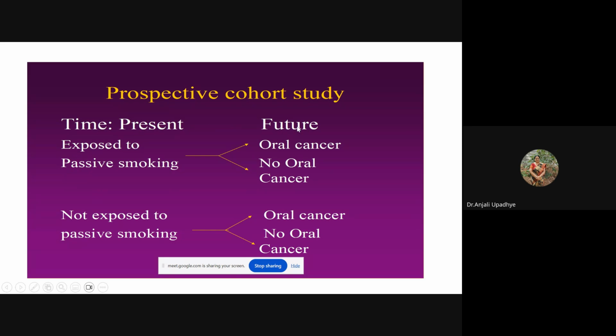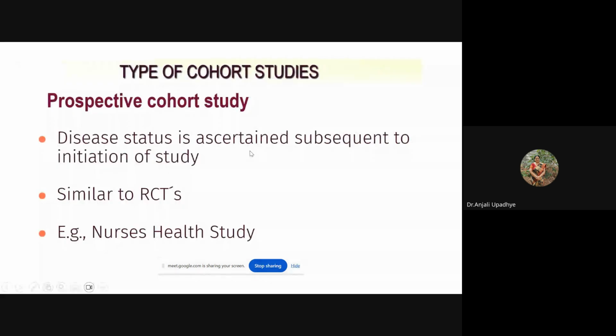Present and future. Exposed to passive smoking: oral cancer or no oral cancer. Not exposed to passive smoking: oral cancer or no oral cancer. This is exposure and non-exposure. But we need to find out what will happen. Passive smoking hai to naturally it will lead to some things. It may happen or may not happen. But we need to find out the causes of it.